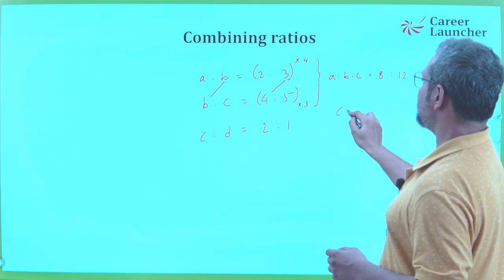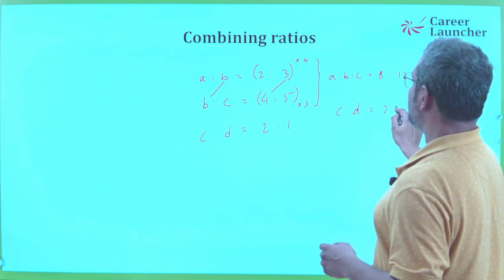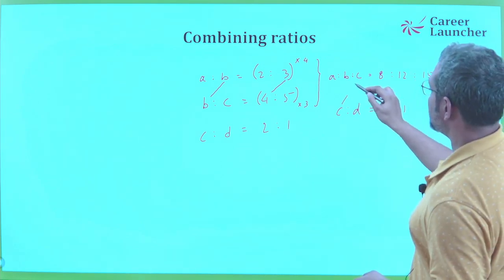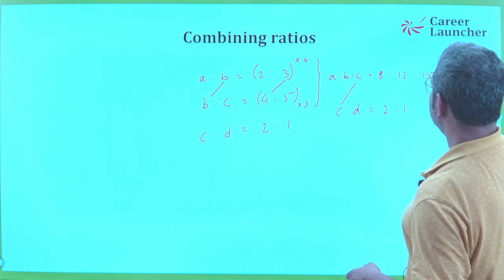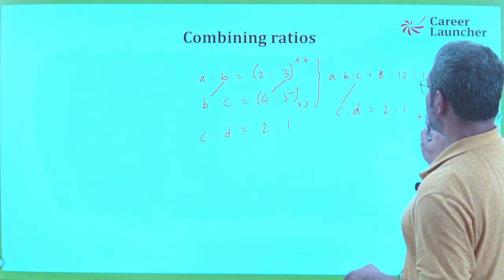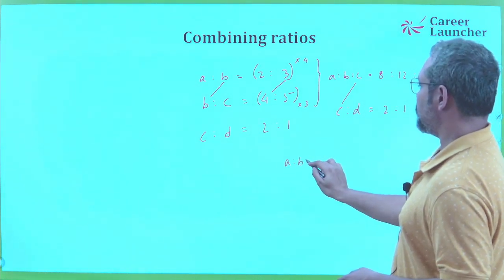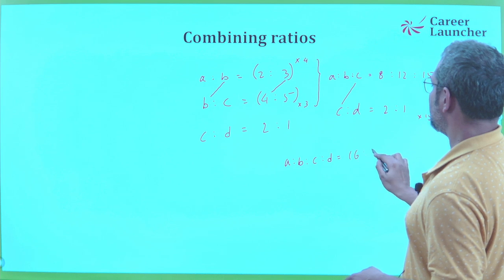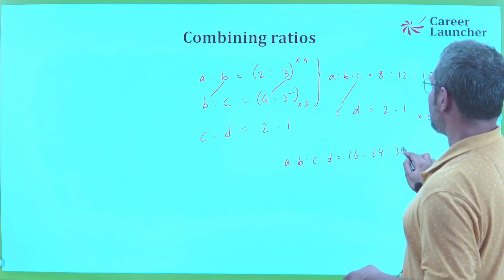Next we have C to D, 2 is to 1. We will again do the same process. C must be made equal, 15 and 2, so we will multiply 2 and we will multiply 15. So we have A, B, C and D becoming 16, 24, 30 and 15.